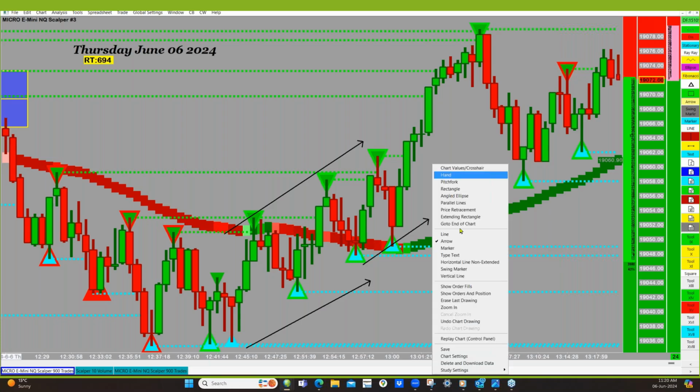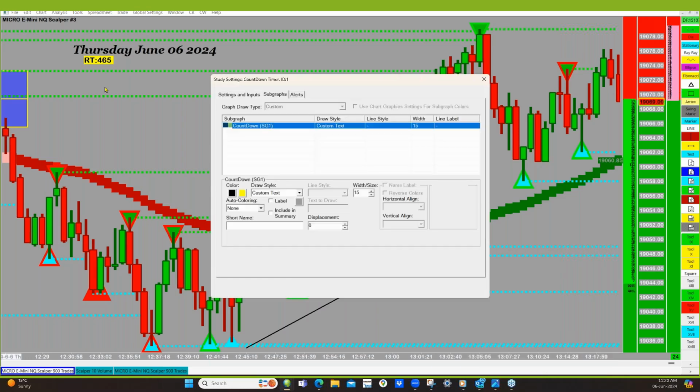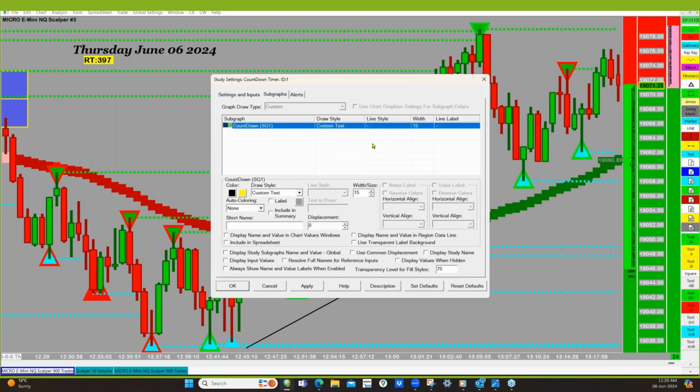All right. And the last thing on this chart is a countdown timer. Okay. So you don't have to have a countdown timer. And it's set on width, but you can have it count down or count up.